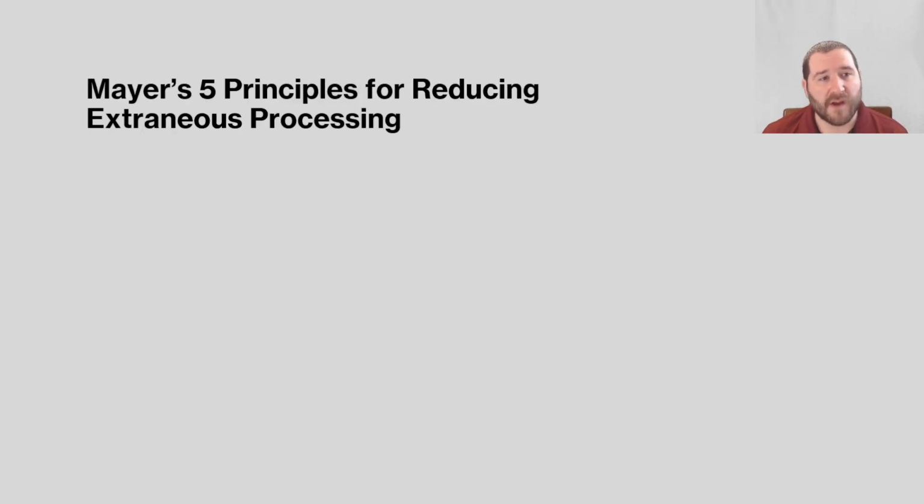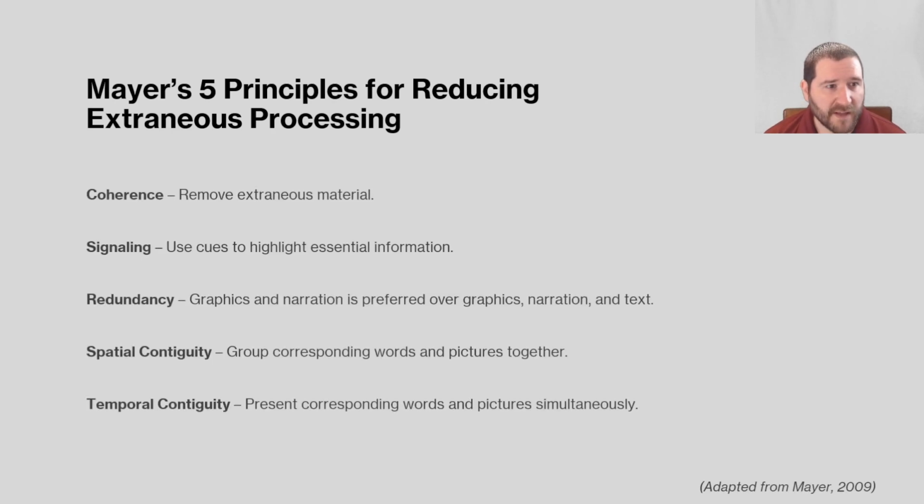Now, last week we talked about Mayer's 5 principles for reducing extraneous processing and how that ties into instructional images. Remember, these principles are aimed at reducing that extraneous cognitive load, things that are distractions from the lesson. And Mayer talks about things like removing extraneous material, using cues to highlight things, removing redundant information, and just having things spaced correctly and timed correctly.